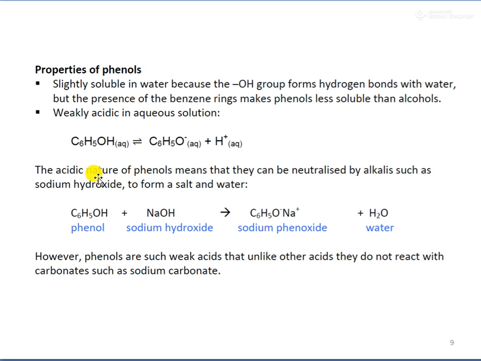The weakly acidic nature of phenols means that they are neutralized by alkalis like sodium hydroxide. Sodium hydroxide is a strong alkali, so this will neutralize the phenol, forming sodium phenoxide and water. But weak alkalis like sodium carbonate cannot neutralize phenol because phenol is only weakly acidic.